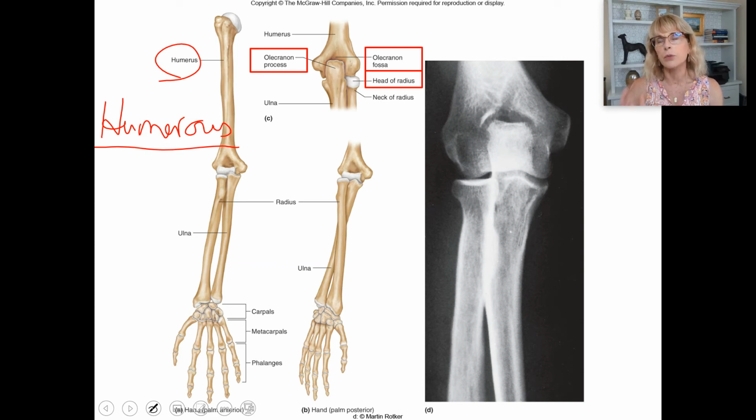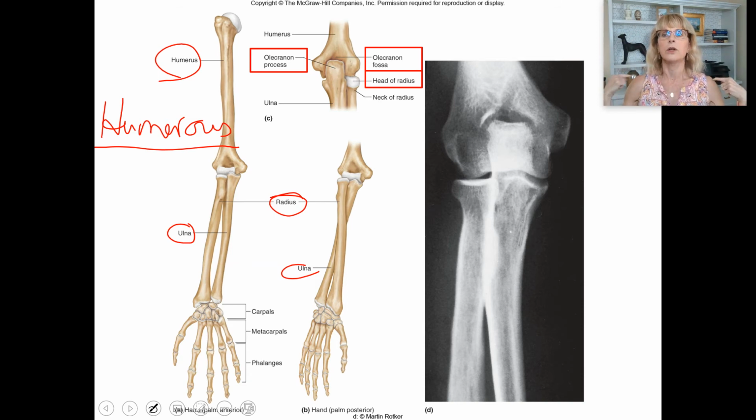The terms that are derived from Greek words, yeah, they're weird. Okay. All right. So the upper arm. The lower part of the arm is made out of two bones, the radius and the ulna. So radius and ulna, humerus. All right.